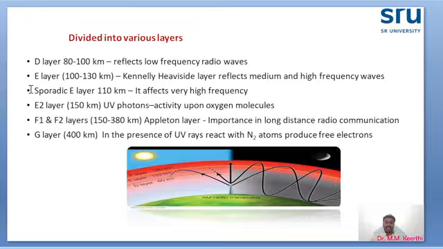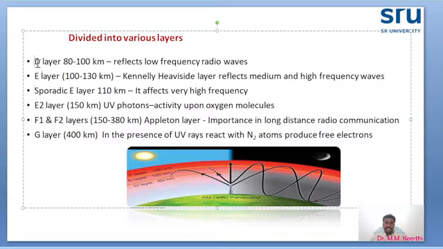Around 6 layers are there. One is the D layer, around 80 to 100 kilometers. In this layer, the low frequency radio waves will be reflected. The next one is the E layer, 100 to 130 kilometers. It is nearly the Heaviside layer, which reflects the medium and high frequency waves.